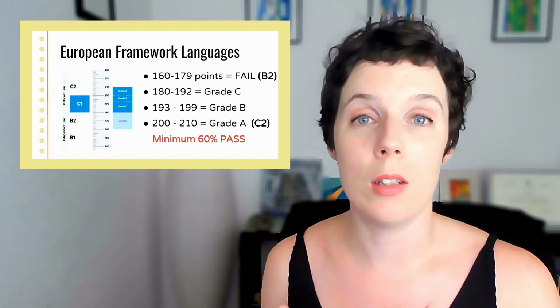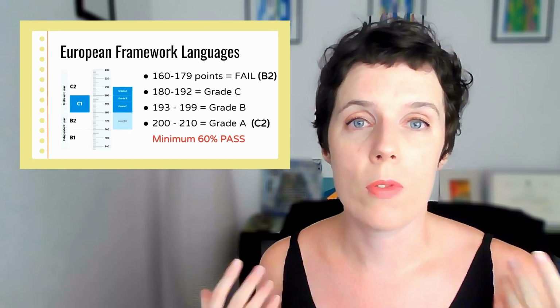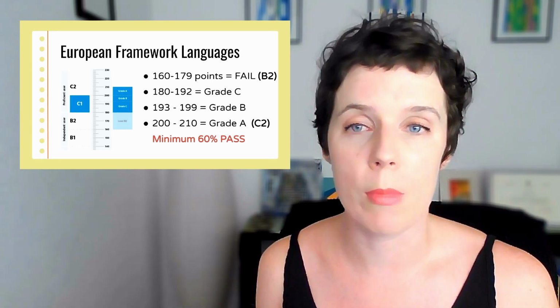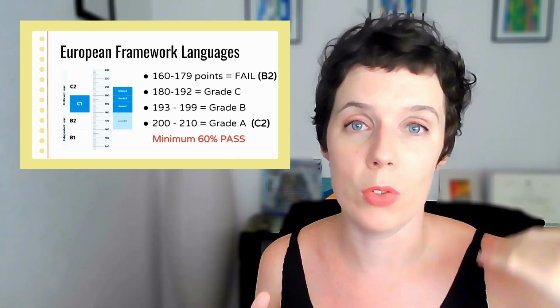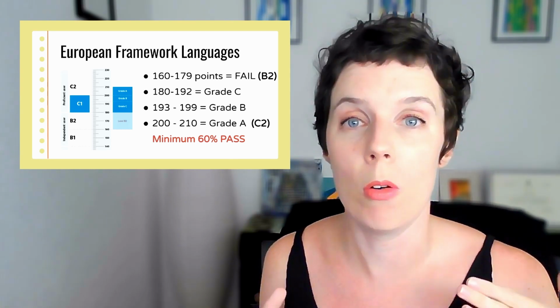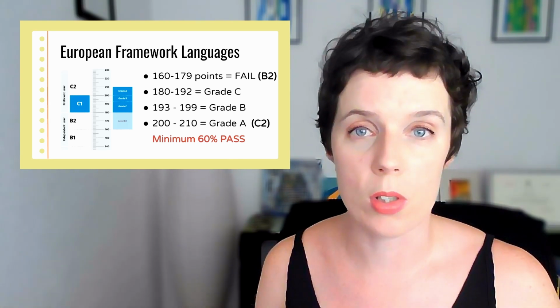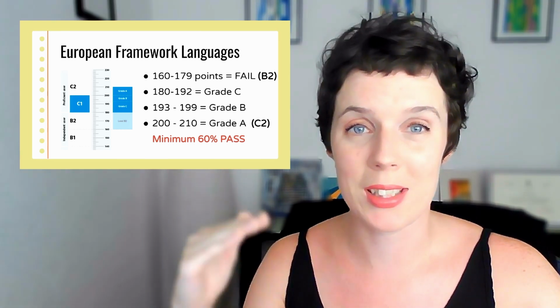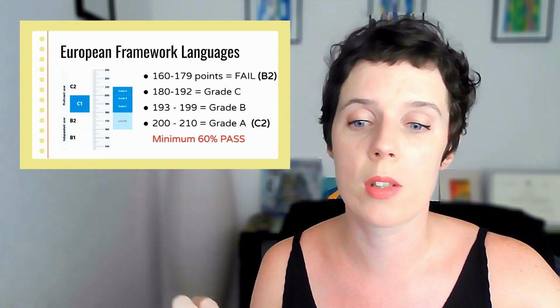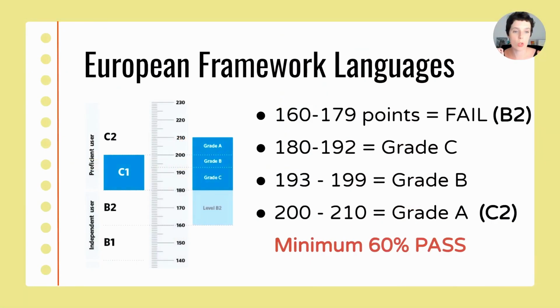Alright, so let's take a look then how exactly it's scored. So if you didn't already know, the Cambridge C1 exam is part of the European Framework for Languages that runs from A1 level to C2 level, A1 being beginner or elementary, C2 being proficient. C1 is advanced. So the European Framework for Languages works on a particular scale where you get a certain amount of points. Okay, so in order for you to pass your Cambridge C1 exam, you need at least 180 points on that scale. Okay, 180 to 192 is a pass at grade C.